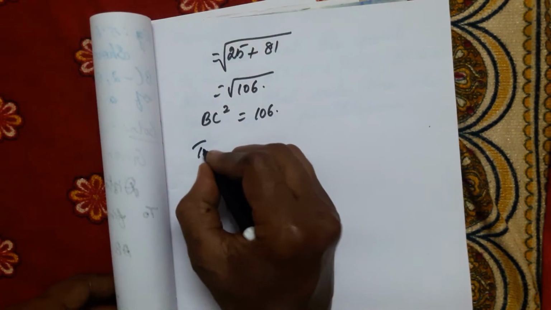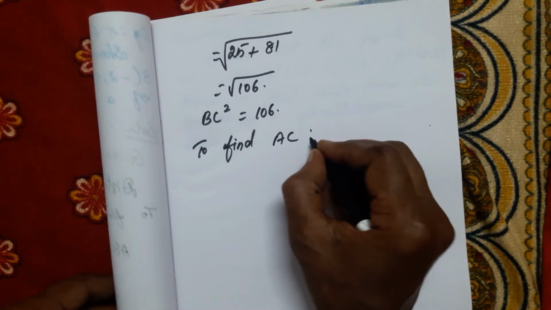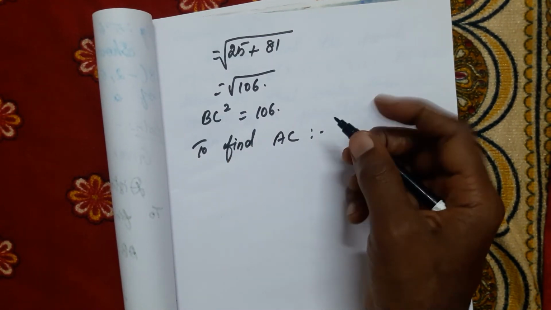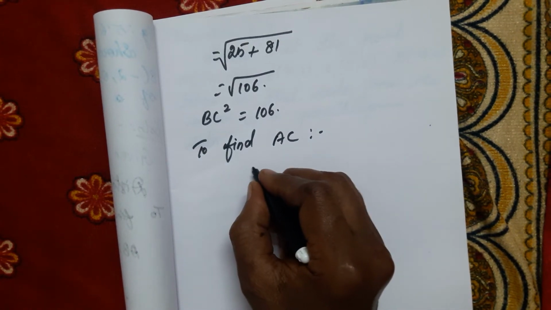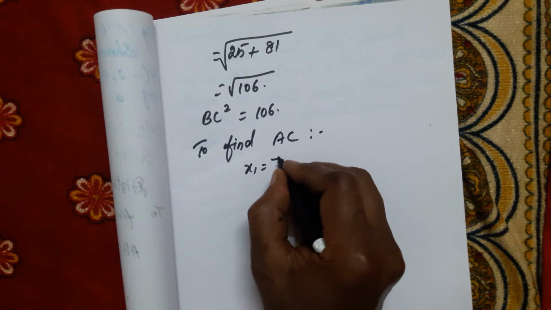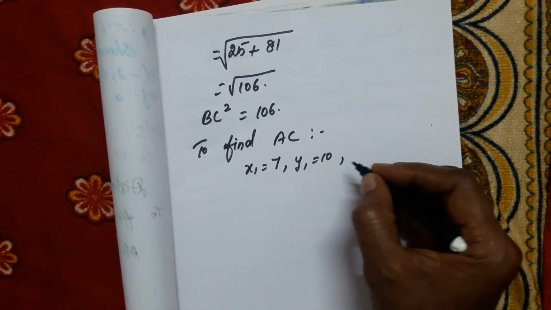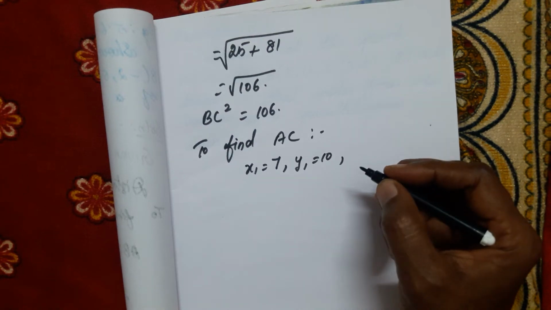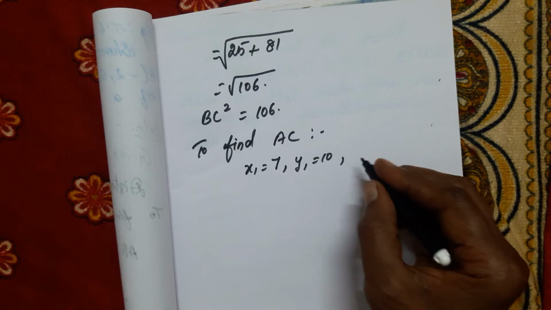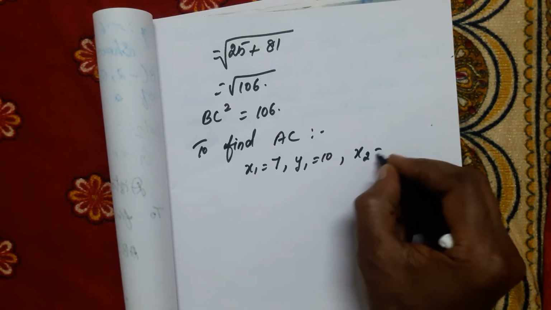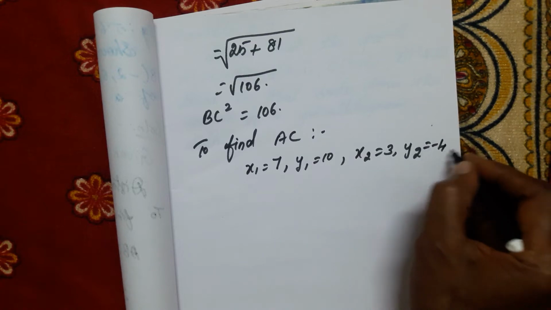Next we have to find out AC. To find AC, what is A? A is (7, 10). So x1 is equal to 7, y1 is equal to 10. Next C point is (x2, y2). What is the C point? (3, minus 4). So x2 is equal to 3, y2 is equal to minus 4.